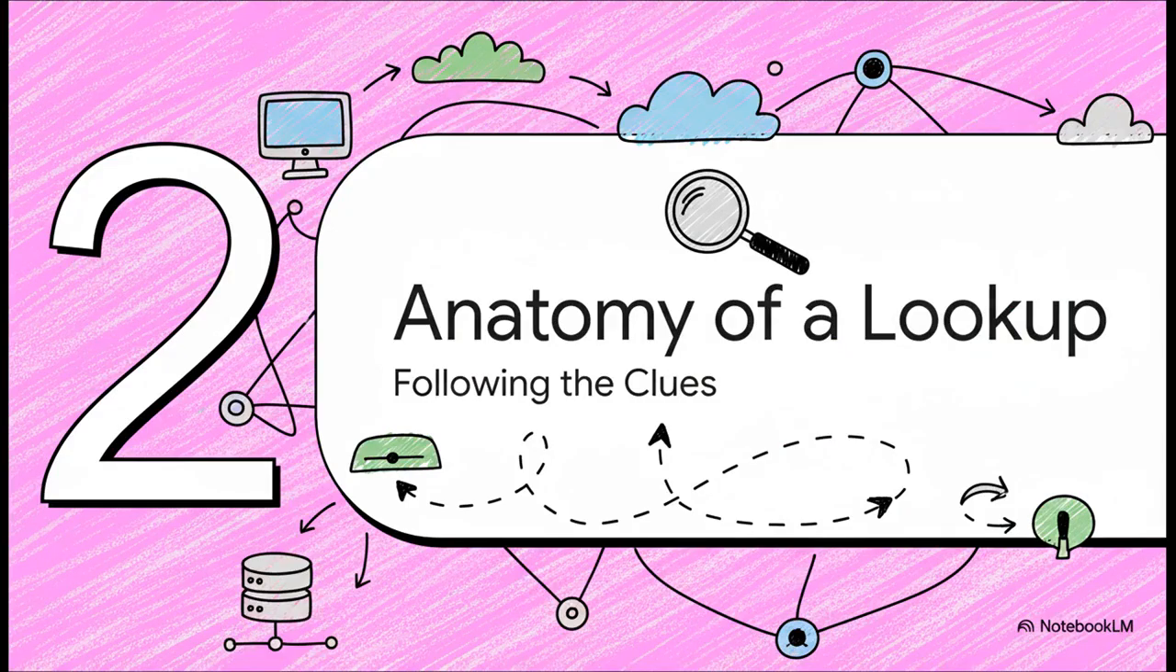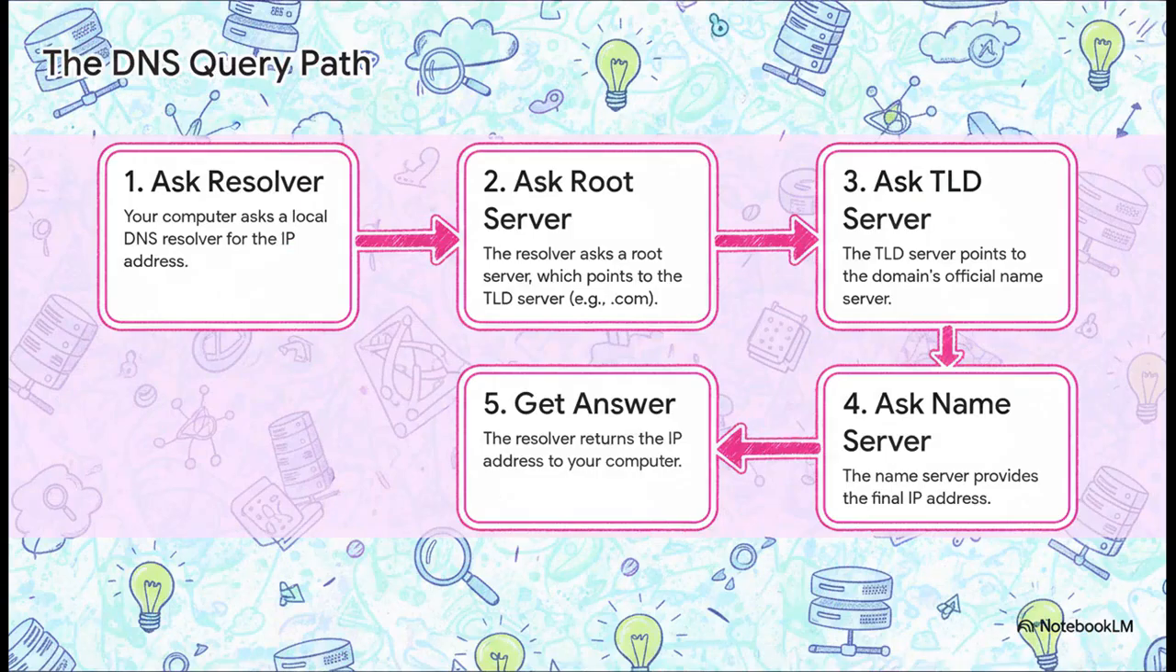So how does this whole lookup thing actually work step by step? Let's follow the clues. We're going to trace the journey of a single request from the moment you hit enter to its final destination. Okay, so you type in a website and hit enter. What happens next? Well, first, your computer asks a special server nearby called a DNS resolver. It's basically asking, hey, where do I find this site?